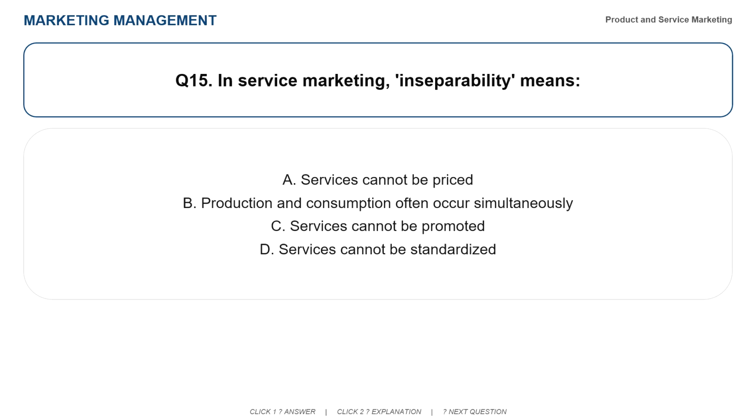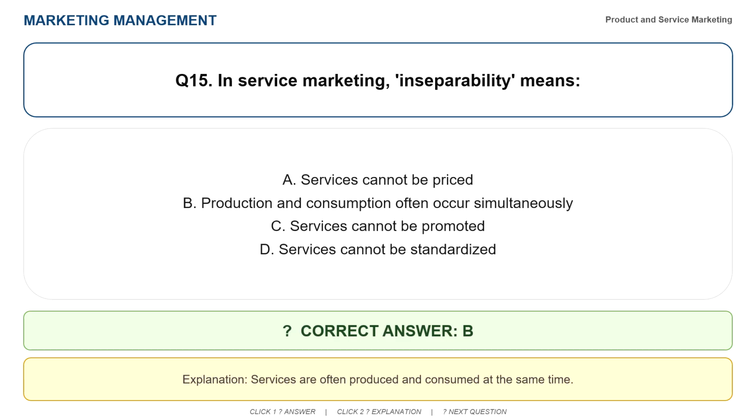Question 15. In service marketing, inseparability means: Option A, services cannot be priced. Option B, production and consumption often occur simultaneously. Option C, services cannot be promoted. Option D, services cannot be standardized. The correct answer is B. Explanation. Services are often produced and consumed at the same time.